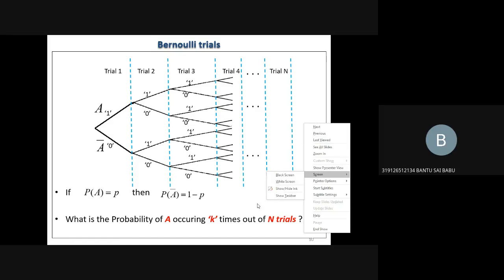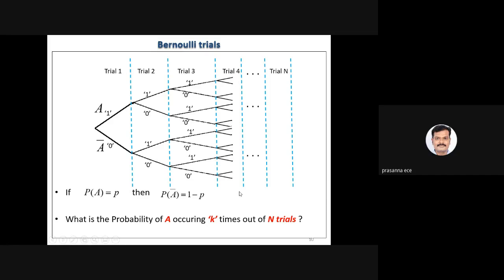It is nCk times p to the power k times (1 minus p) to the power n minus k. So that is the result I want to derive. I think you're already aware of this result.